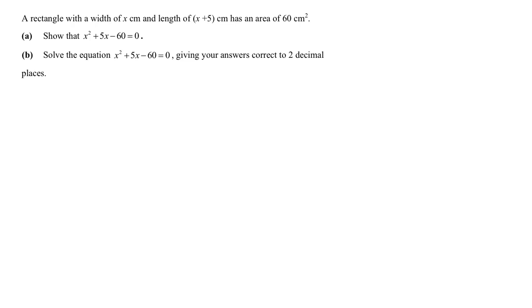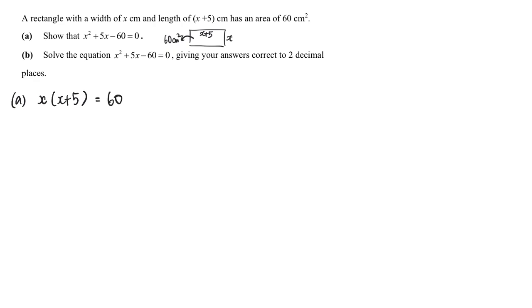Alright, since I do know the width and the length, this tells me that if this is x plus 5, and the area is 60 cm square, then I would be able to form an equation. x times x plus 5, length times breadth, width times length equals the area. Area is 60.